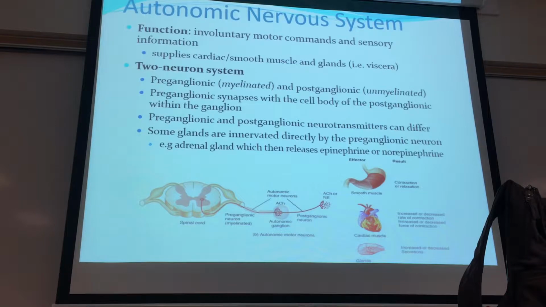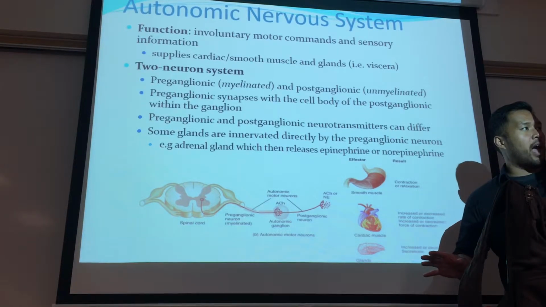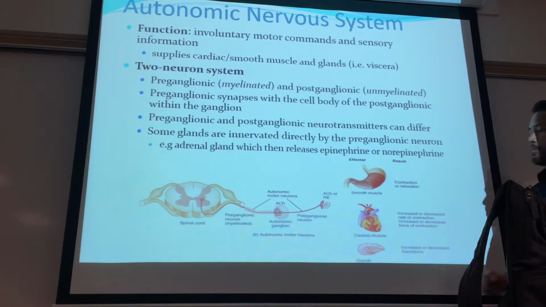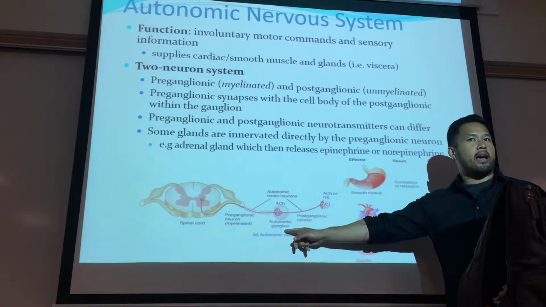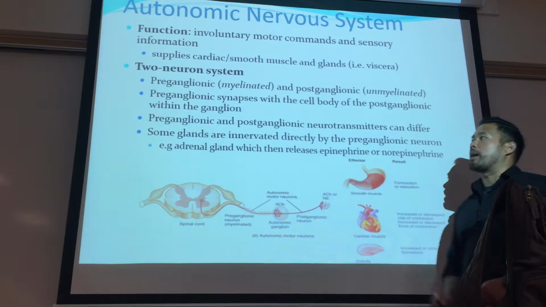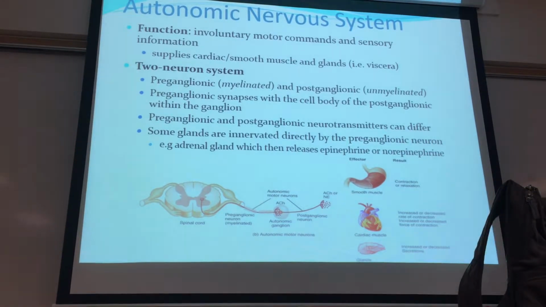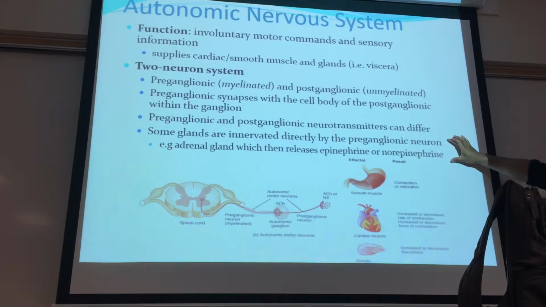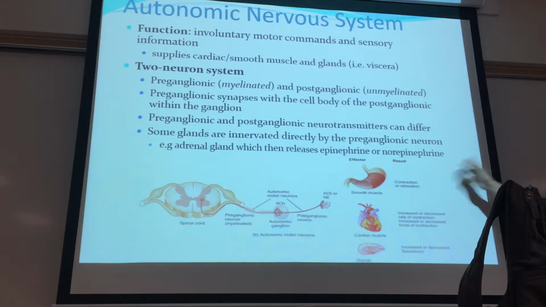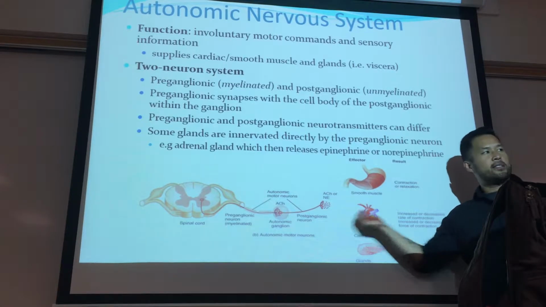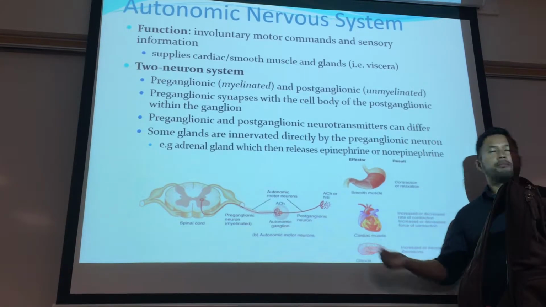Now, the main difference that we're going to be going over in our sympathetic and parasympathetic is going to be the location where that ganglion is located. So keep that in mind. That's going to be the big difference between the two. Some glands are innervated directly by the preganglion neuron. That's okay. I'll talk about that towards the end, because while I'm describing a majority of the cases, the general rule behind these, there are always going to be exceptions to the rule.